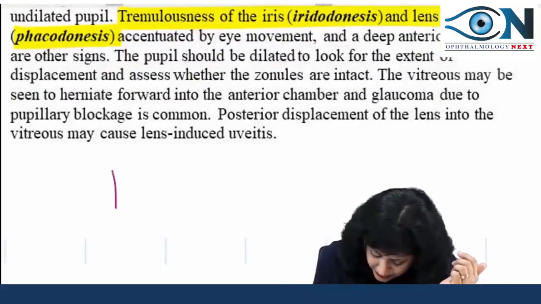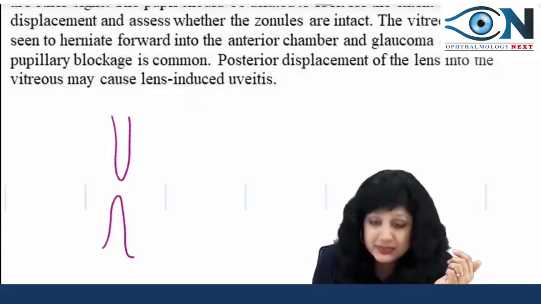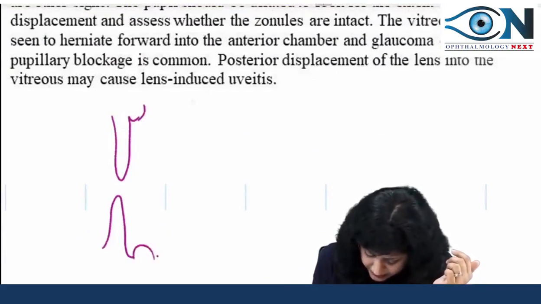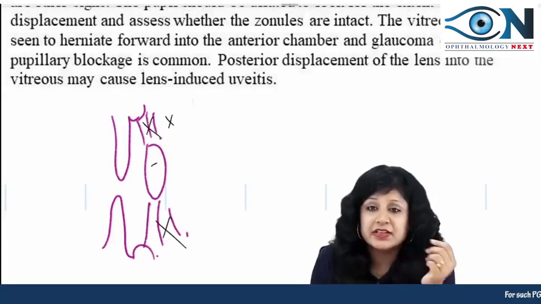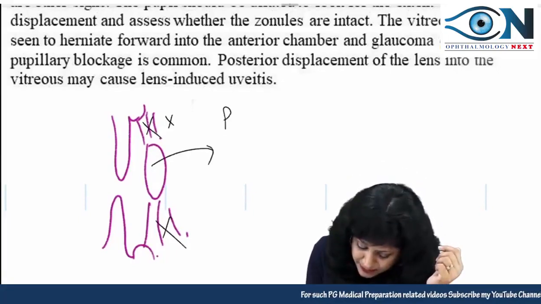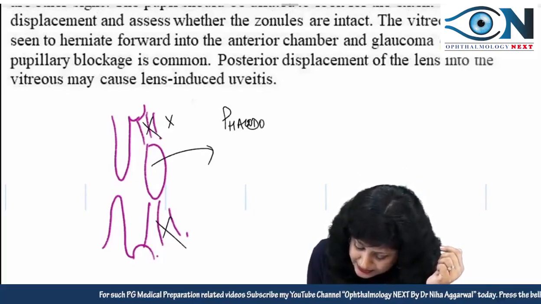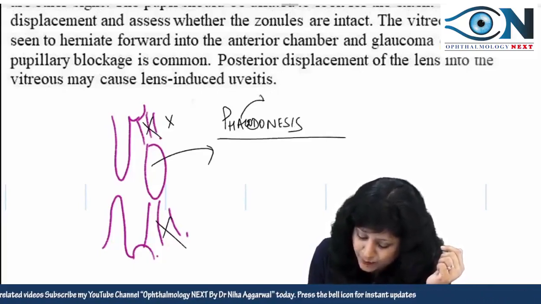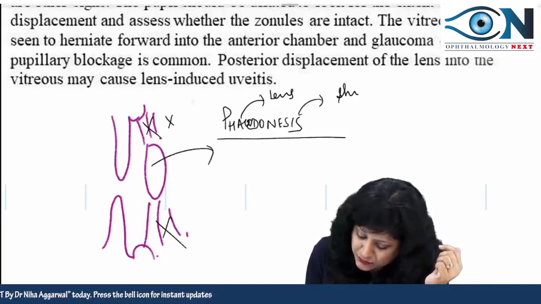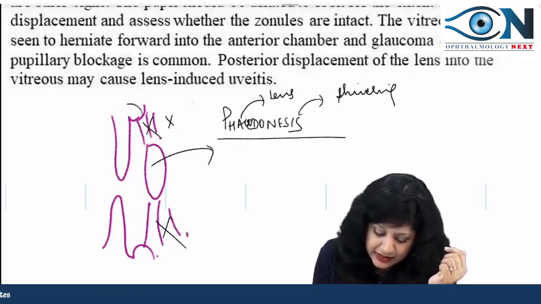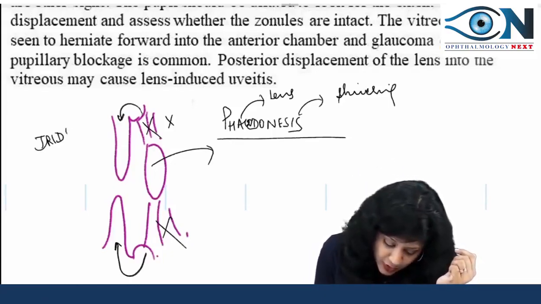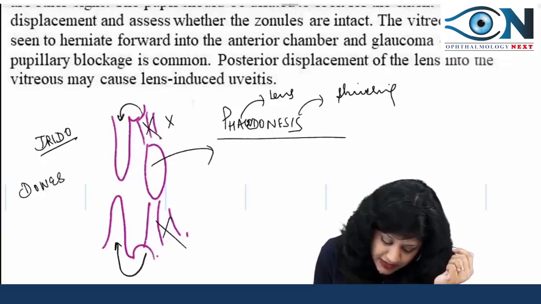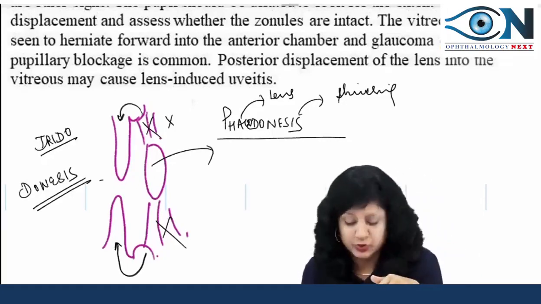And if you look here, this is your iris, then we have the ciliary body here, and this is the lens, and the zonules are holding. So obviously if these zonules are weak, then this lens will subluxate. So this will be your phacodonesis. Phaco means lens and donesis means the shivering or tremulousness, and in turn they are also attached to the iris. So I will have the irido, that is iris donesis. So I will have the iridodonesis also, and the phacodonesis also.